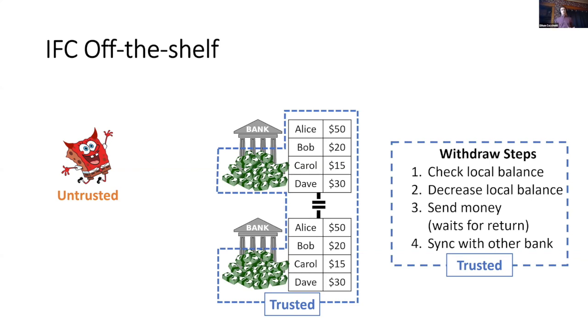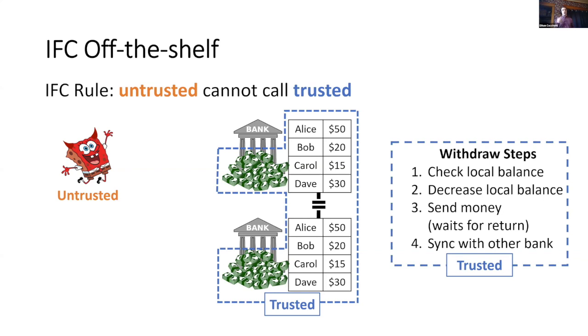Now let's see how this actually works. There's a core rule in traditional, off-the-shelf IFC systems that says that untrusted parties, Bob, for example, cannot call into trusted code, because this would be an untrusted party making a decision about what to do with trusted code and trusted data, and that's dangerous according to the standard information flow rules. So when Bob tries to withdraw money from the bank, we've got a couple options. Now, this isn't an attack here. This is just Bob saying, I would like to withdraw $10. He just wants to get his money back.